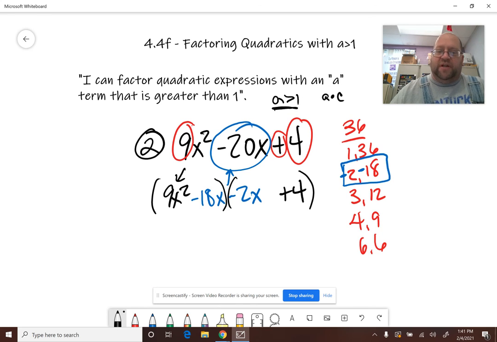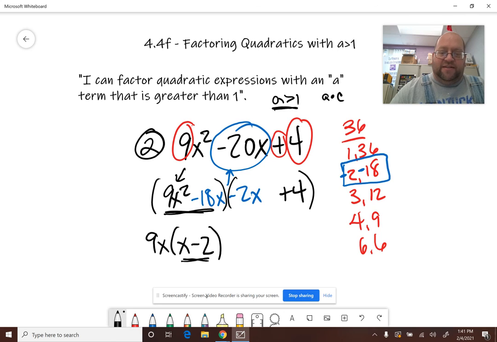There are my two groups, and I'm going to start with this first one. Again, I can pull out a 9. I could also pull out an x, right? Because both of them have an x in the term. So 9x times x will give me 9x squared. 9x times negative 2 will give me negative 18x. As soon as I have this, I know it needs to be repeated. And then what times x will make negative 2x? Remember, this negative is with that.